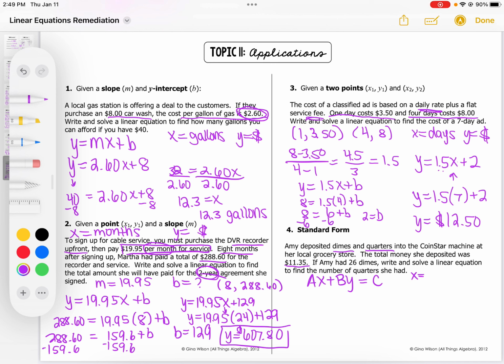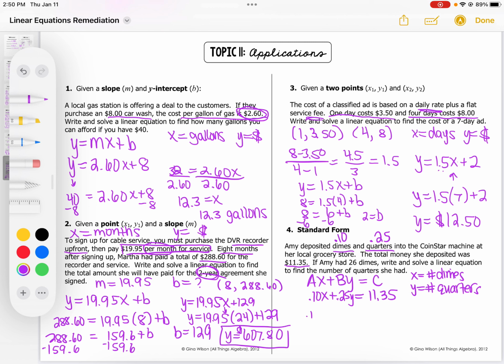I'm going to say that x is going to be the number of dimes and y is the number of quarters. We know altogether the total amount of money is $11.35. A lot of you struggle with what to do here because there are no other numbers. You have to be able to interpret that each dime is 10 cents and each quarter is 25 cents. You need a 0.10x plus a 0.25y equals that $11.35 to be able to get to the next part of the problem. For this problem, they tell us Amy has 26 dimes.